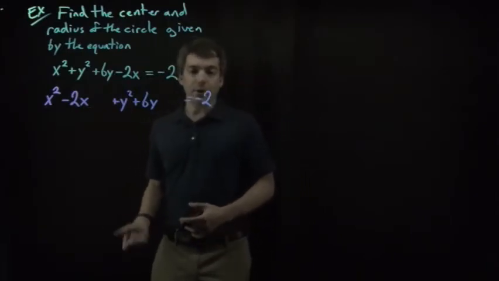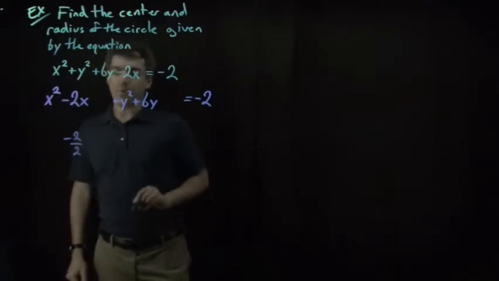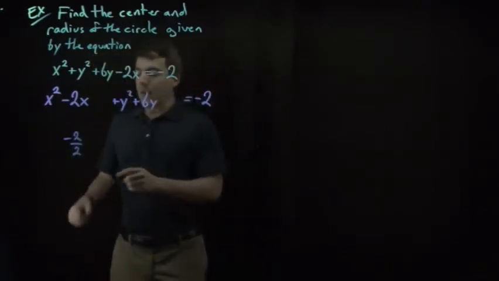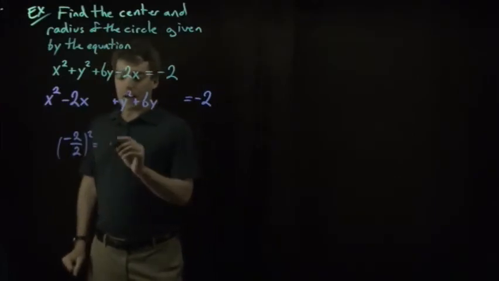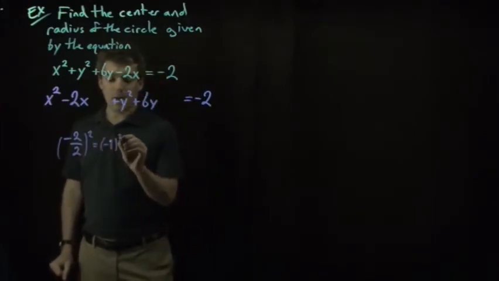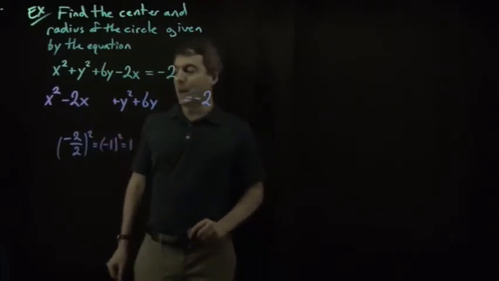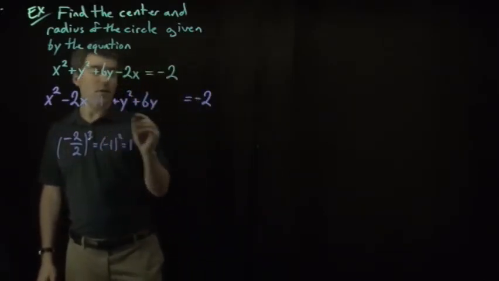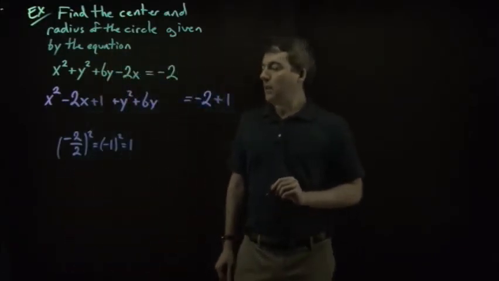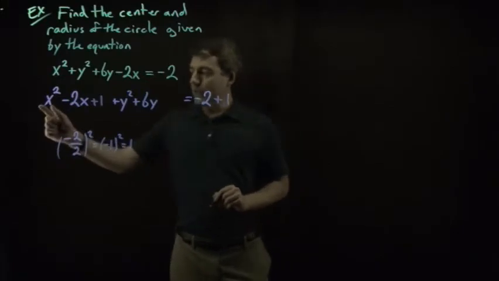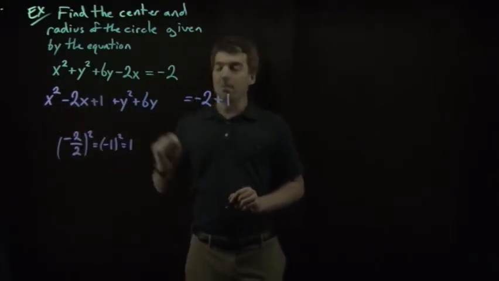Take half of its coefficient, so negative 2 divided by 2 is negative 1, and then we square it. So that gives us negative 1 squared, or 1. That number we add to both sides. So plus 1, plus 1. All right, that gives us x squared minus 2x plus 1. This will become a perfect square.